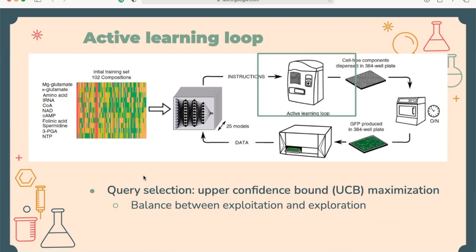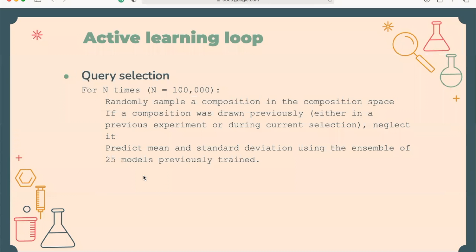After they train an ensemble of 25 models, it needs to predict the best compositions to test for the following round. Here comes the query selection strategy, upper confidence bound maximization. It is able to balance between exploitation and exploration, as we will see next. Here is the pseudocode for the query selection strategy.